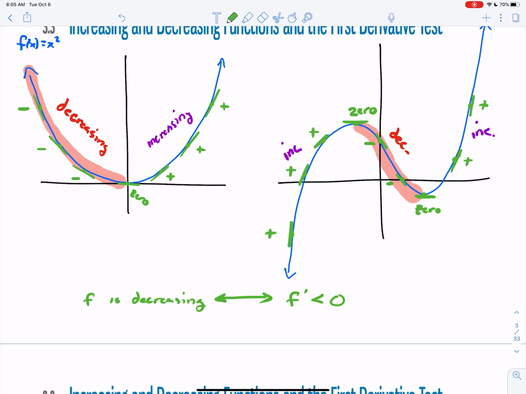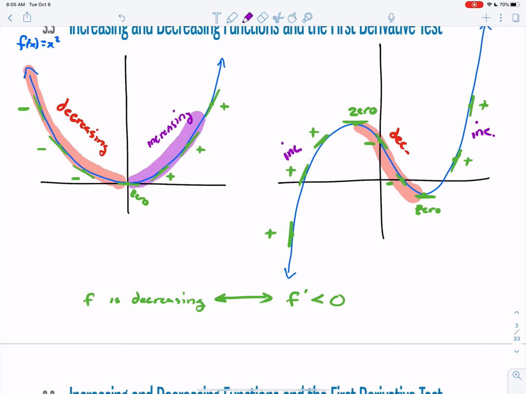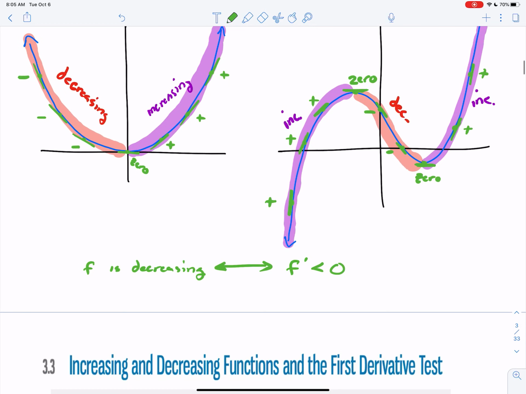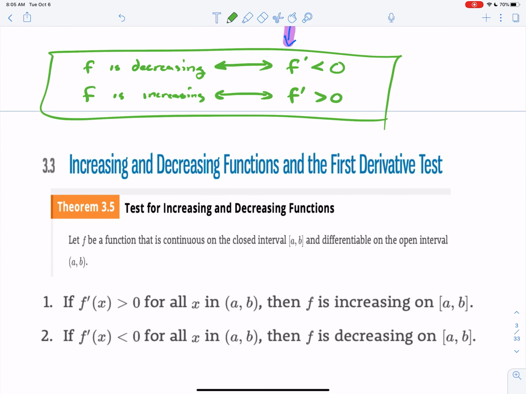So similarly, let's take a look. When f is increasing, what do you guys notice about the derivatives? Notice that when f is increasing, the derivative is all positive. So f is increasing implies that the derivative is greater than 0, aka positive. That's basically this test right here. So you guys wrote it down.